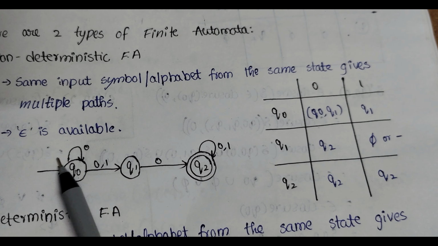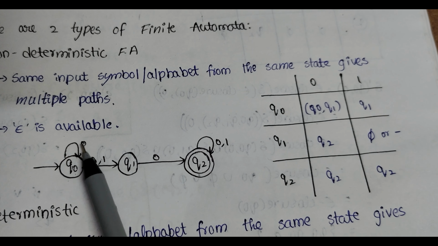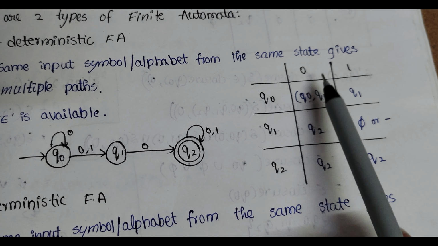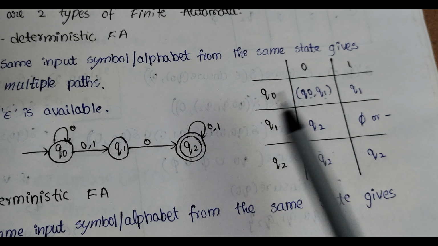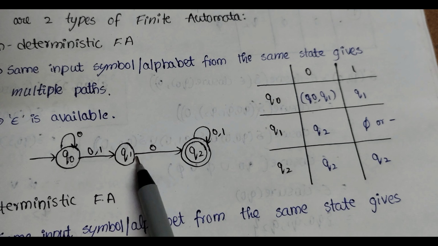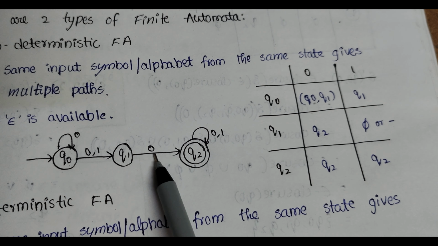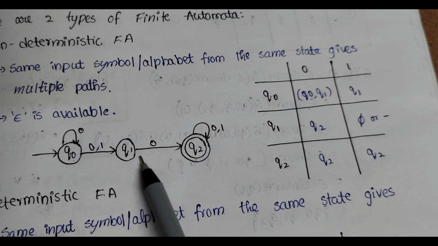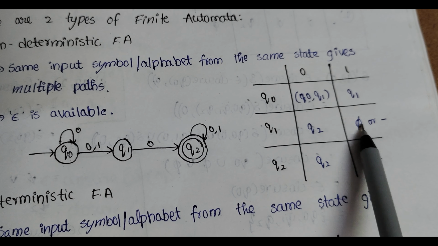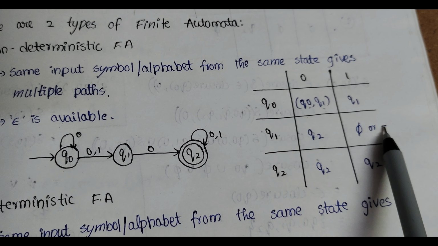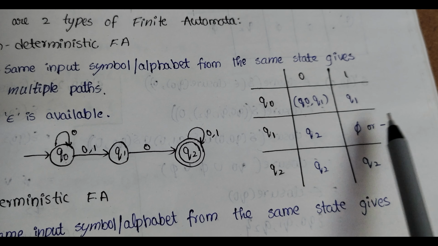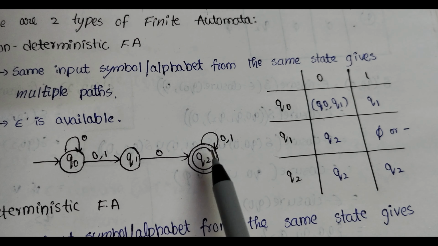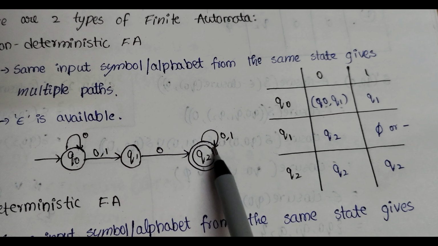On Q0, we are having two paths, that is from 0, we have Q0 and also Q1. So, Q0 on 0 is Q0 and also Q1. Q0 on 1 is Q1. Q1 on 0 is Q2. Q1 on 1, we don't have anything, so we'll either keep a null value, a phi, or a hyphen. Q2 on 0 is Q2. Q2 on 1 is also Q2.